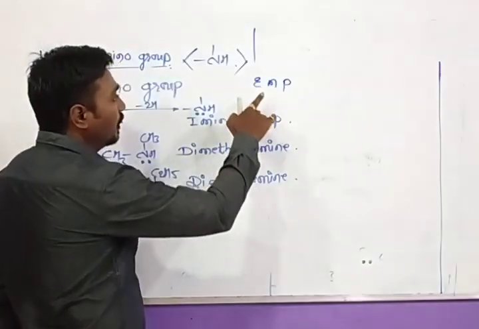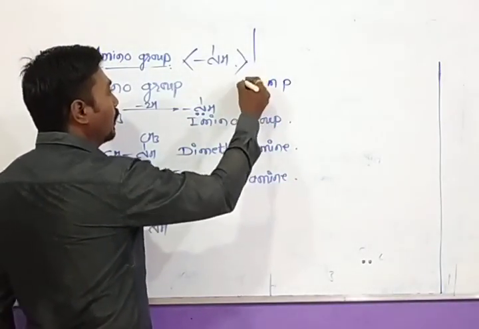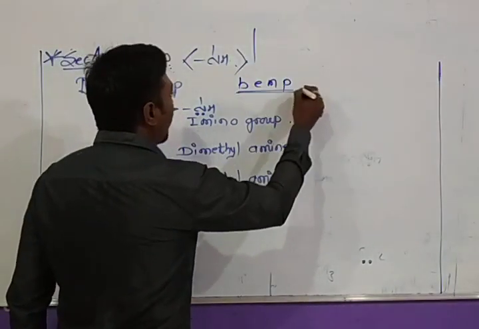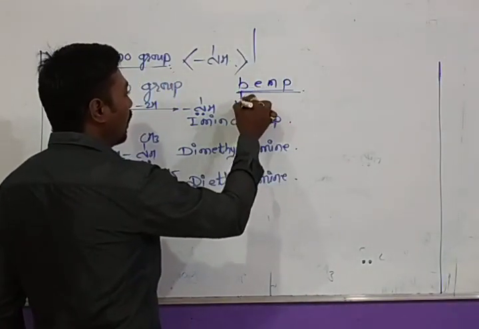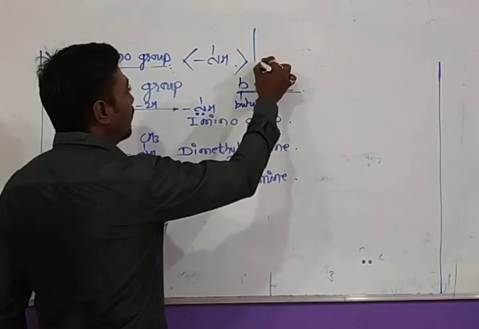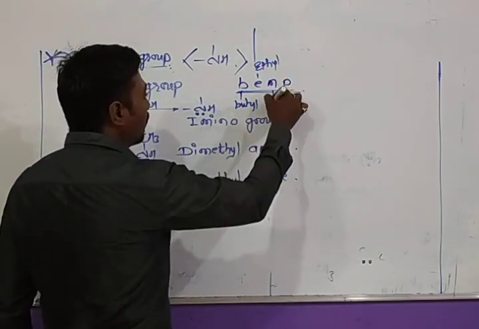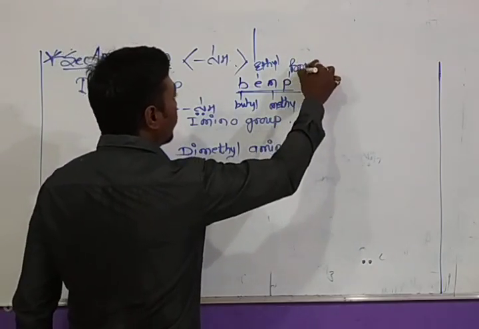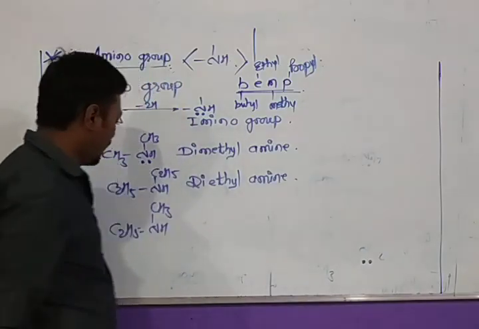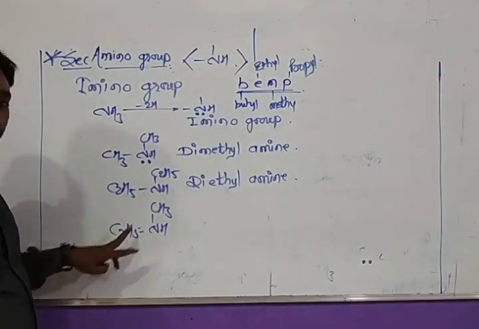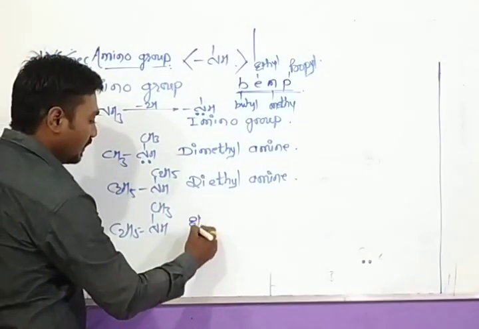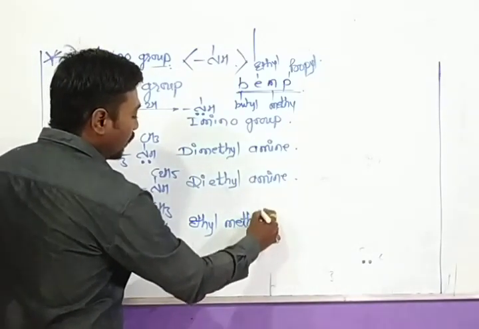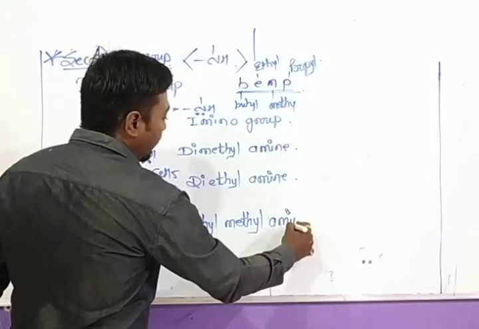Yes, the remaining one is butyl, that we have to put at the front. Then this will be our alphabetical order: B for butyl, E for ethyl, M for methyl, and P for propyl. Now, in alphabetical order, these groups will be first ethyl, then methyl, and then we put amine last.